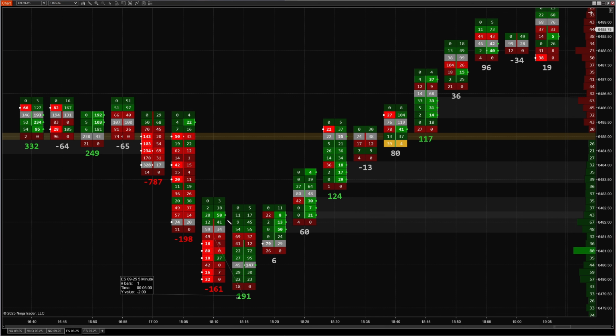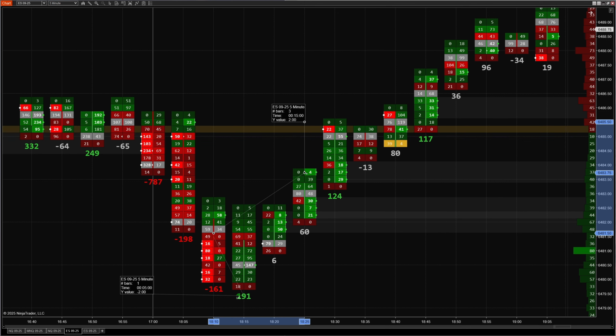Now, a couple ways we can look to target this. One, we can simply look for a 1-to-1 target. So 2 points, let's see where 2 points is. 2 points right here. We can then take a target 1 off, or we can simply move our stop loss to break even at that point and continue to try to trail the market until the market finally comes back and hits our stop loss.